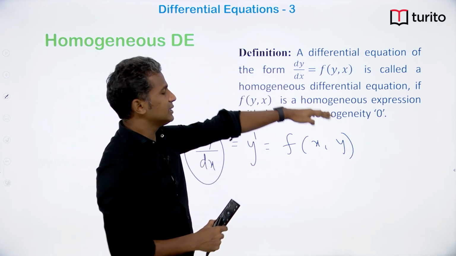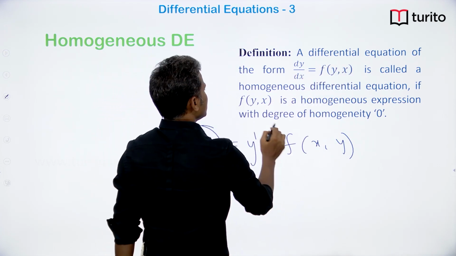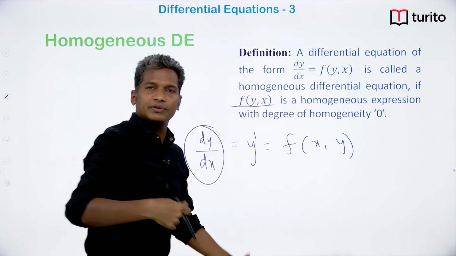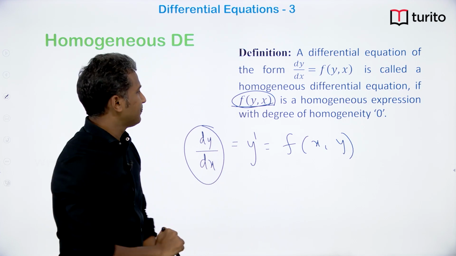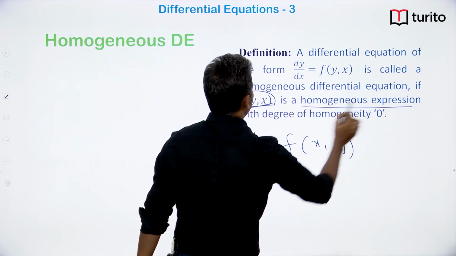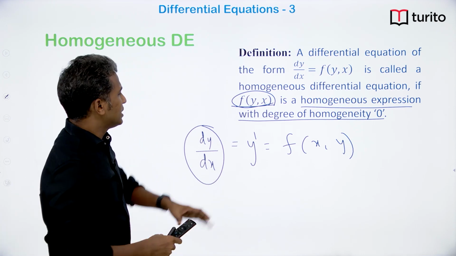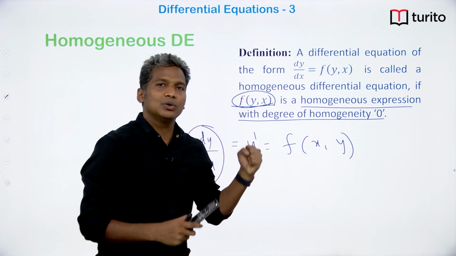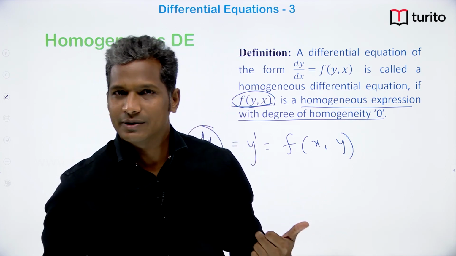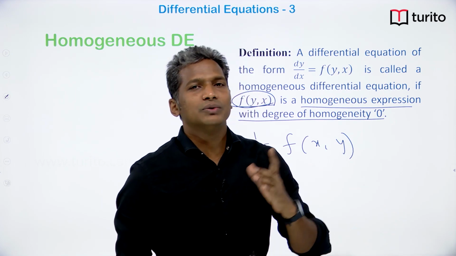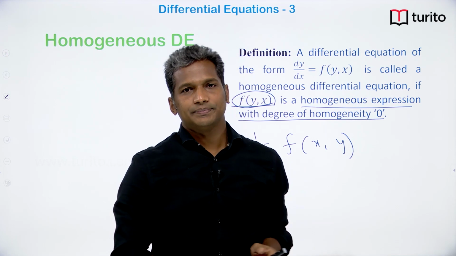Now you can read the definition. It says this is called a homogeneous differential equation if f of y comma x, or f of x comma y, it does not matter because we are just representing an expression here, is a homogeneous expression with degree of homogeneity 0. This is the main definition of homogeneous differential equations. We have understood what a homogeneous expression is and what a homogeneous differential equation is. Now, let us look at how to solve this.